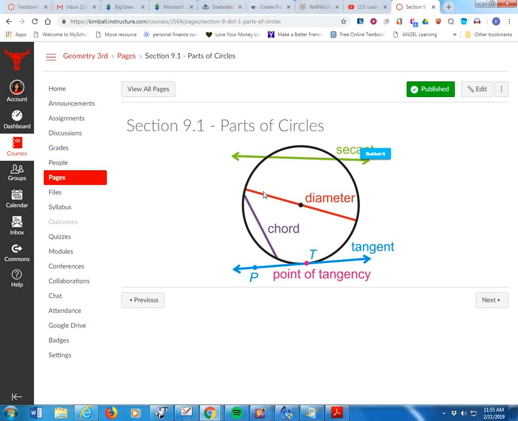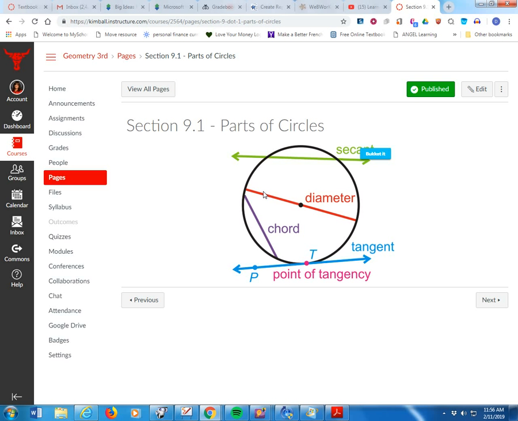Okay? The point of tangency and the tangent line. So the tangent line will touch a circle at 1 point. We're going to learn some information about tangent lines next section, but for now you just need to know the tangent line intersects a circle at 1 point, and that's called the point of tangency.